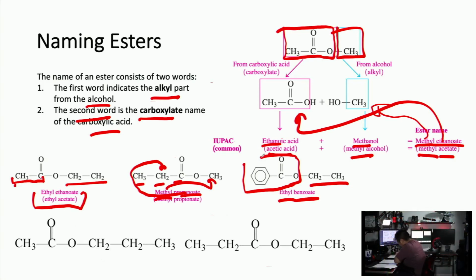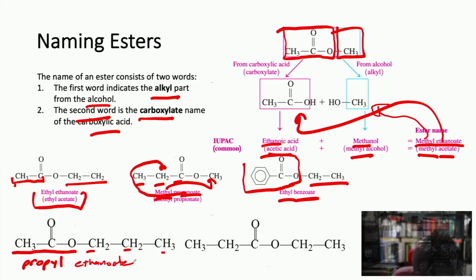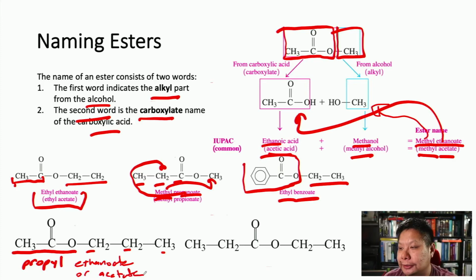We have here how many carbons? 1, 2, 3. That means that's going to be a propyl, right? And then we have this part here, which looks like an acetic acid or an ethanoic acid, the same thing. So that will be propyl ethanoate, or it could be propyl acetate. I will accept either answer. Either answer is correct.